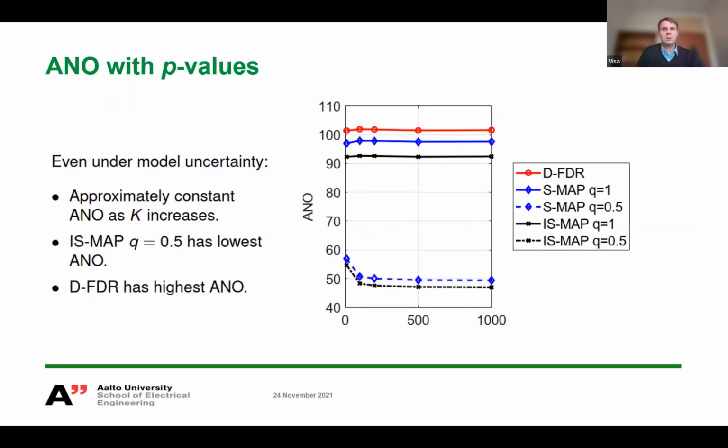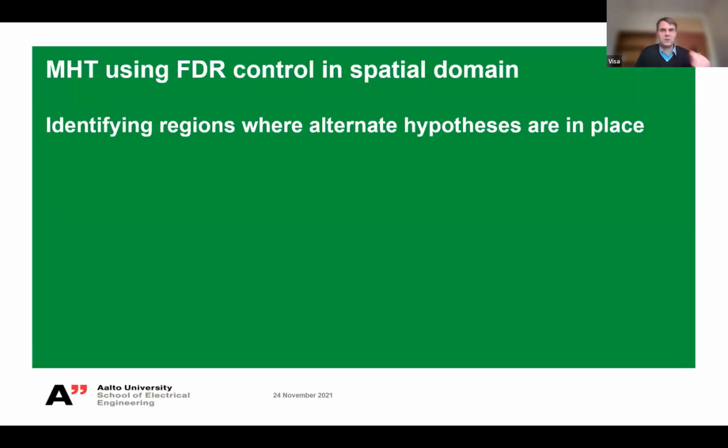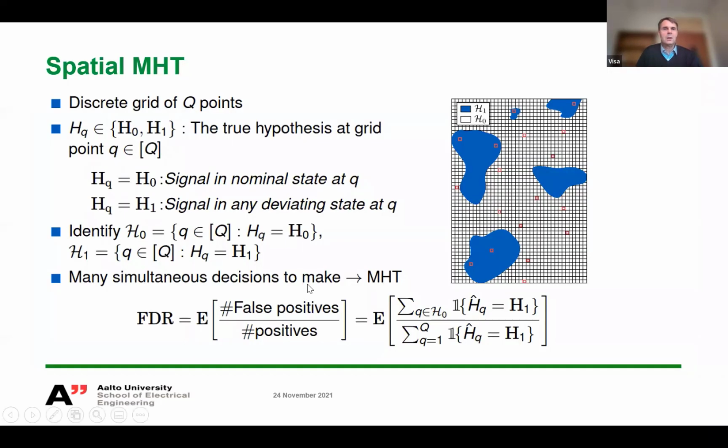Okay, so that was a quick walkthrough of this change-point detection, but now a more detailed study about spatial domain inference using FDR control. For that purpose, we assume that the spatial region that we are interested in is subdivided into discrete grid points, and we have Q of those grid points. Sorry about the notation. It's not consistent, because Q was used for another purpose earlier.